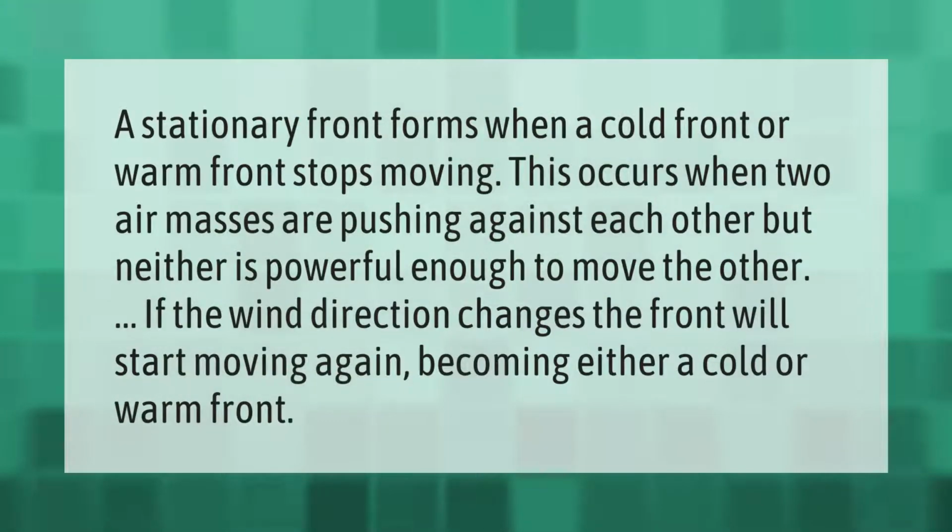A stationary front forms when a cold front or warm front stops moving. This occurs when 2 air masses are pushing against each other but neither is powerful enough to move the other. If the wind direction changes, the front will start moving again, becoming either a cold or warm front.